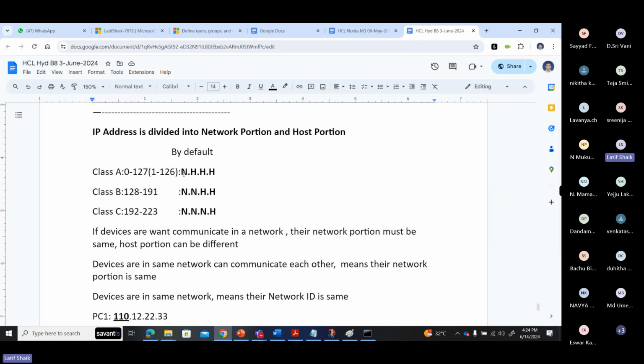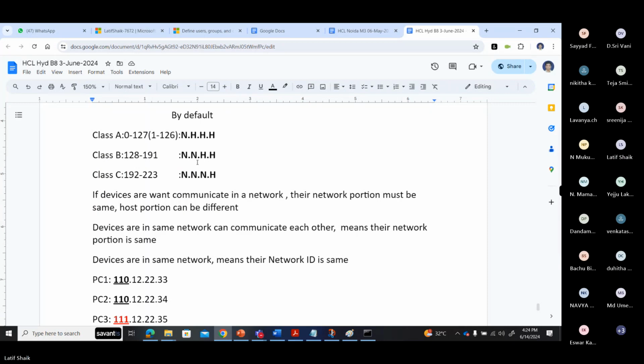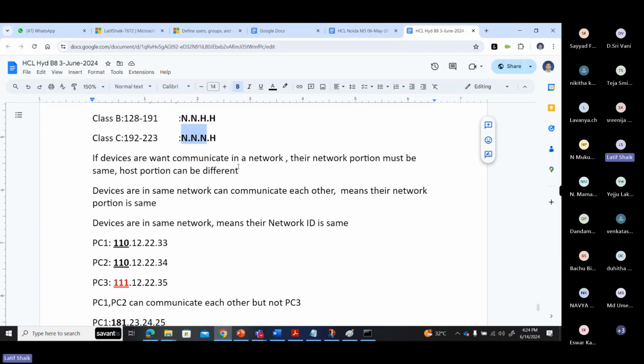The IP address is divided into a network portion and a host portion. For class A, the first portion is the network portion. Class B, the first two portions are network portions. Class C, the first three are network portions. If devices want to communicate in the network, their network portion must be the same and the host portion different.